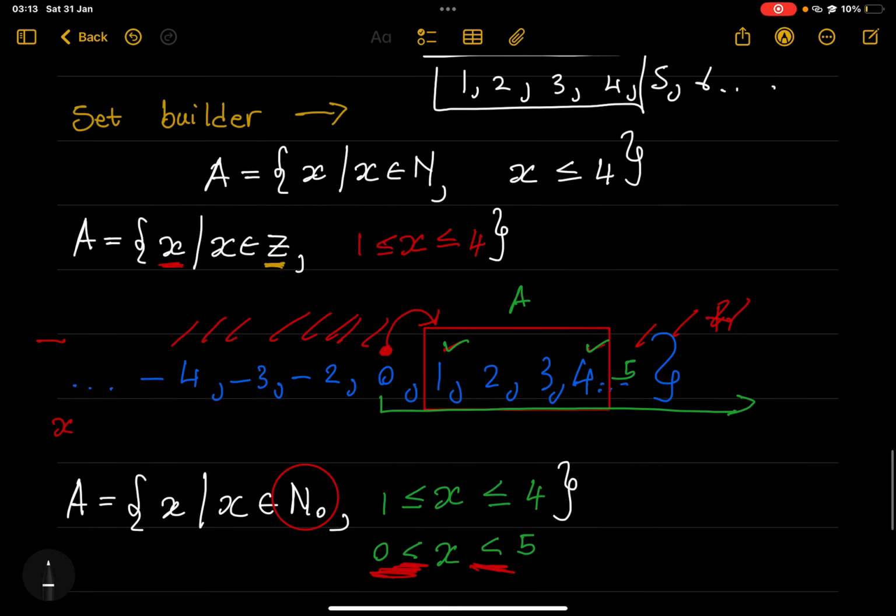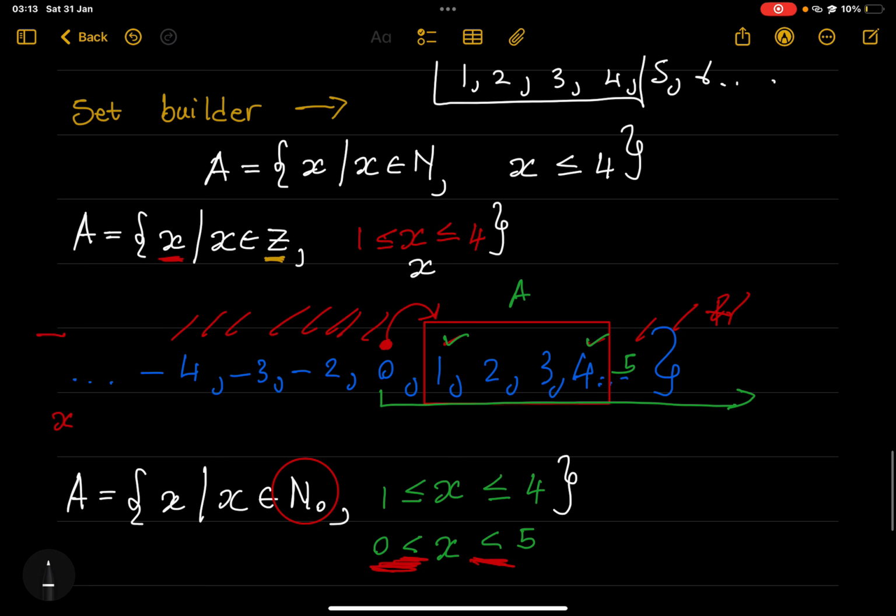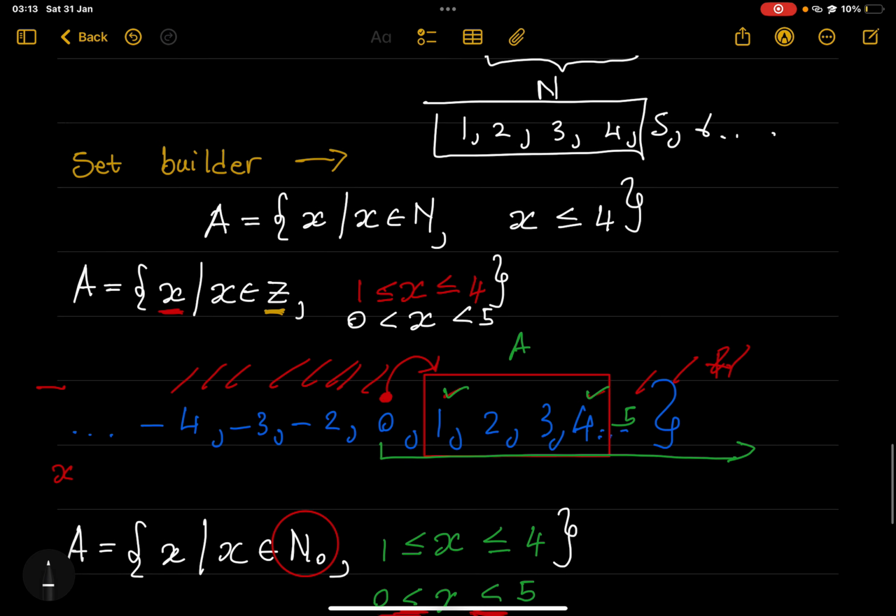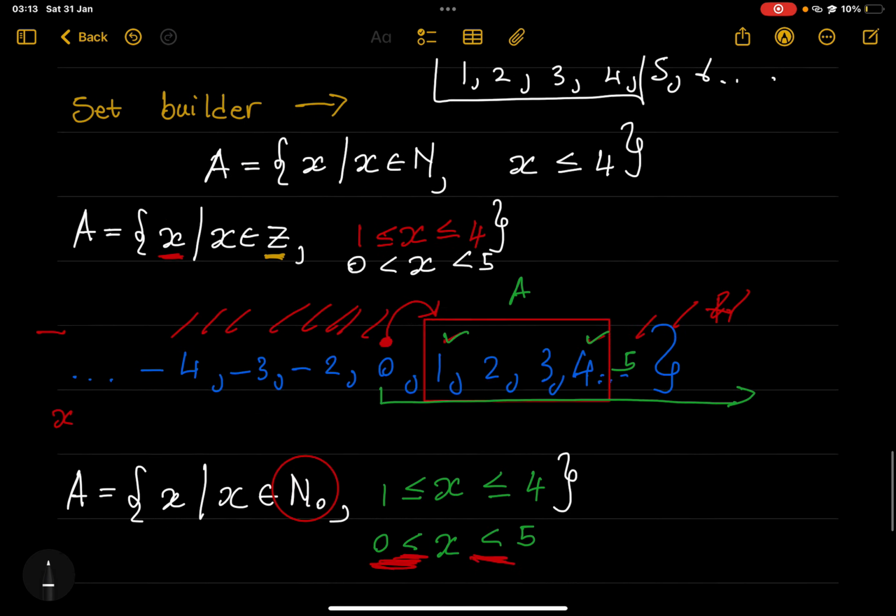Understand? Even here, we can write it like this. Since it is an integer, X is greater than 0 and is less than 5. We did not include the 5, which means we take the number behind 5. Understand? That's how you write using set builder notation and the roster method.